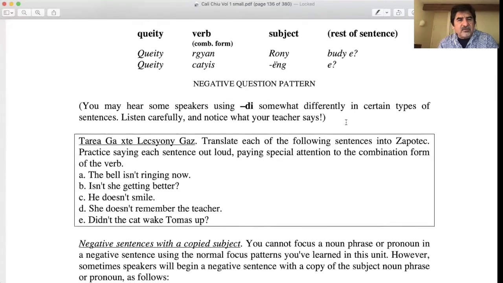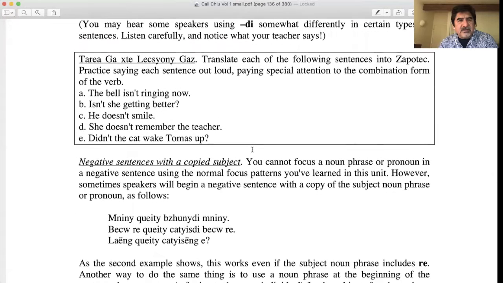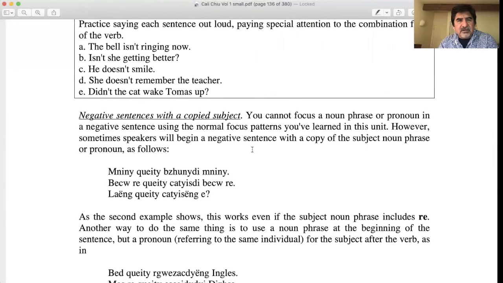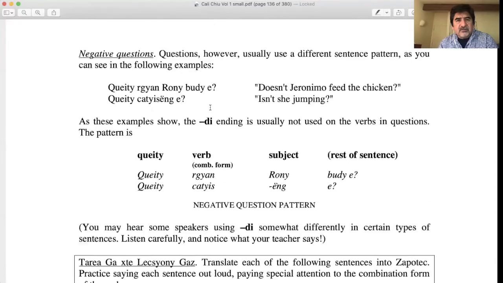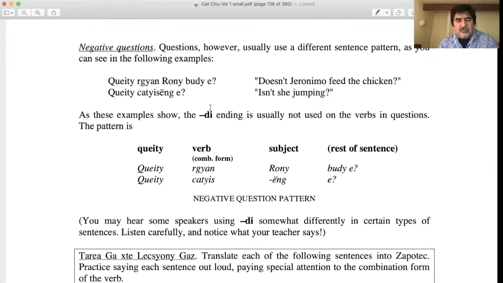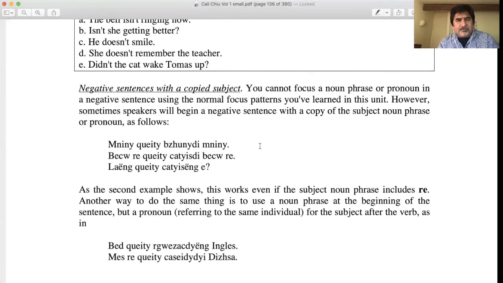All right, so we have a few exercises for you to practice, and hopefully, if you're not sure how to use them, go back to that little model we have right here, so that you won't be confused on the pattern. Okay, so we have here the negative sentence with the copy subject.